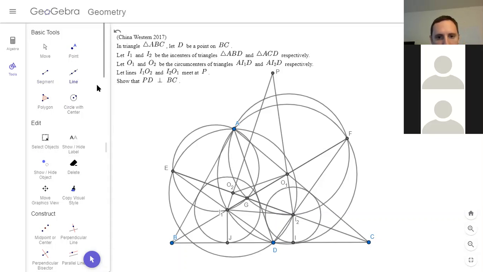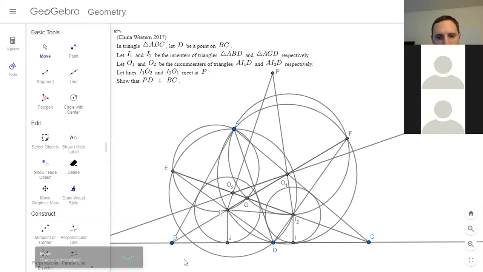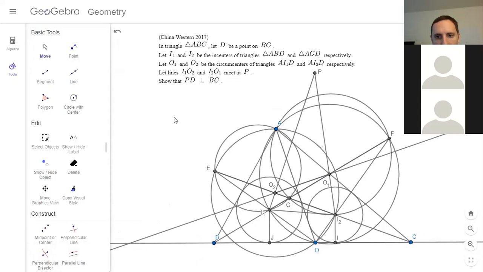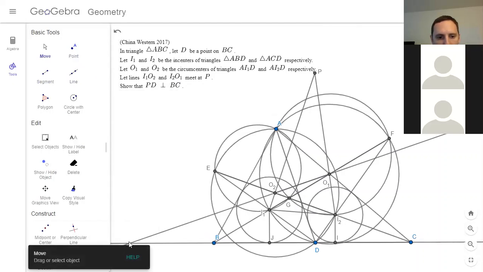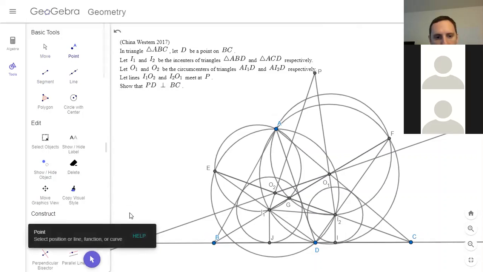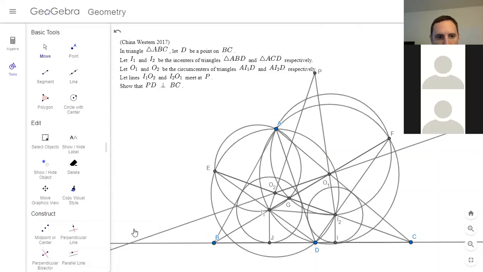What if I try to see where O1O2 meets BC? This is a complicated figure. B, O1, O2, C are concyclic.